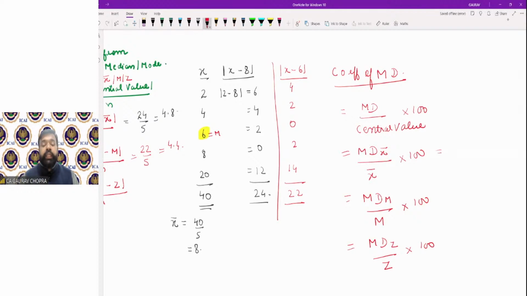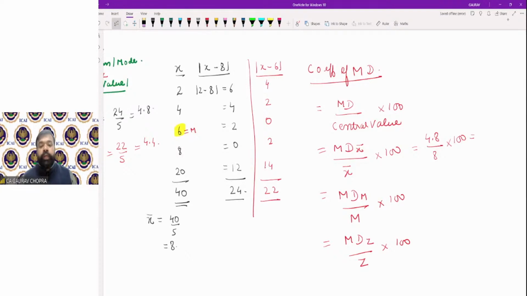So let's calculate coefficient of mean deviation from mean. Mean deviation was 4.8 divided by x bar, which is 8, and then multiply by 100. How much are you getting? 60%. This is the coefficient of mean deviation. So simply, you put the values inside your formula and you directly get your answer. Similarly, let's calculate from median also.